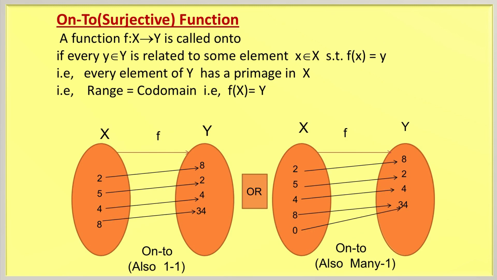Next is onto function or surjective function. Already we have discussed that a function is onto if all elements in the codomain are related. Now, onto function can also be one-one, can also be many-one. You see the picture. In both cases it is onto, but the first case is one-one, in the second case it is many-one. When a function is onto, for every element of y, there is an element in set x such that f(x) is equal to y, or in case of onto function, range is equal to codomain.